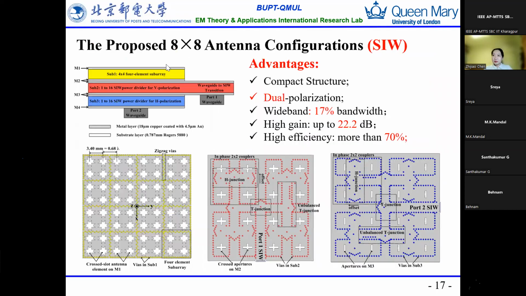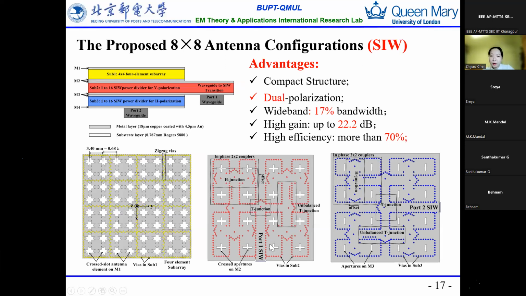So in our proposed design, we use 3 layers of PCB to achieve the dual polarization operation. It has the advantages of a compact structure, dual polarization, a wideband of 70%, and a high gain of up to 22.2 dB. And the efficiency is more than 70%. You can see from here, there are 3 layers, and this is the SIW.